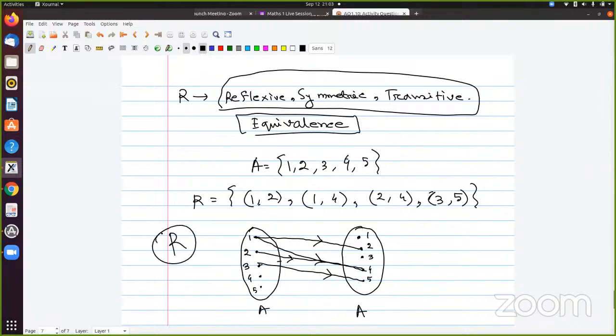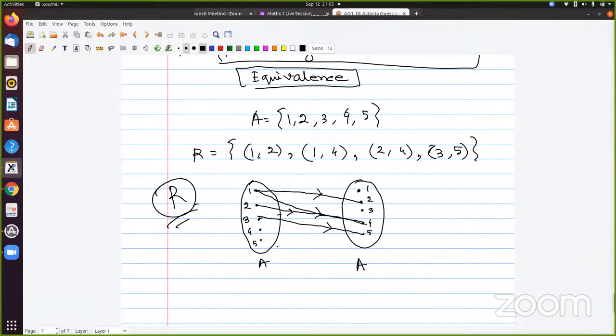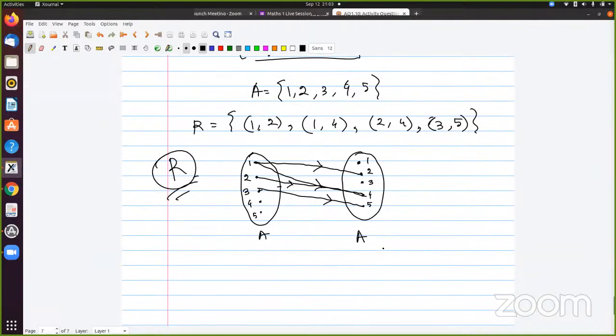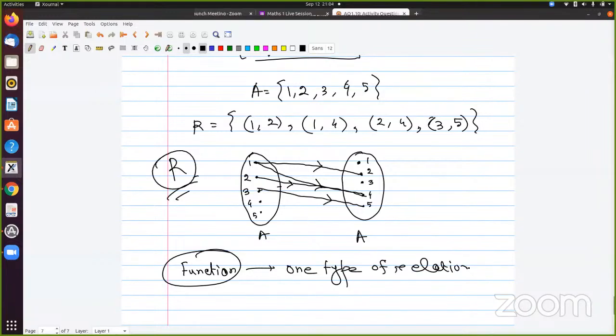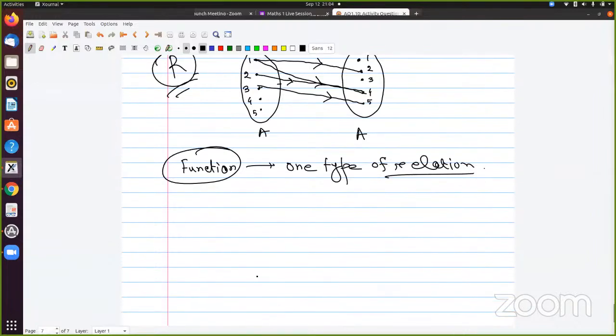This is my R. So I can represent my relation pictorially like this. Correct? Now, when I am talking about function, a function is one type of relation. Why am I saying that? I will come to this statement later, but first understand what a function is.